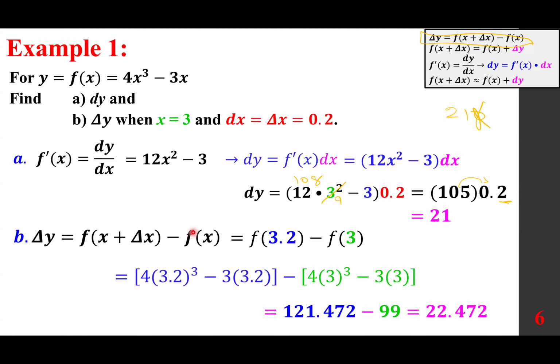dy and delta y are fairly close. However, it's important to know, the smaller the value of delta x in comparison to the choice of x, the better this approximation. In other words, if this was 0.1, this would be much closer. And if it were 0.01, they would probably be identical.